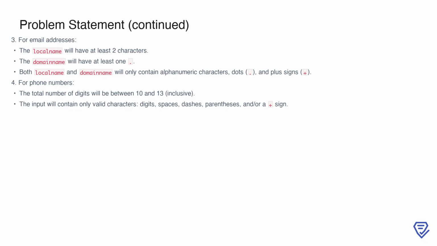For email masking, the local name will always have at least 2 characters, and the domain name will include at least 1 dot. Both parts of the email may contain alphanumeric characters, dots, and plus signs. For phone numbers, the total number of digits, after ignoring non-digit characters, will always be between 10 and 13. Additionally, the input will only contain valid phone number characters such as digits, spaces, dashes, parentheses, and the plus sign. These constraints ensure that the input is well structured and can be processed reliably using the defined masking rules.